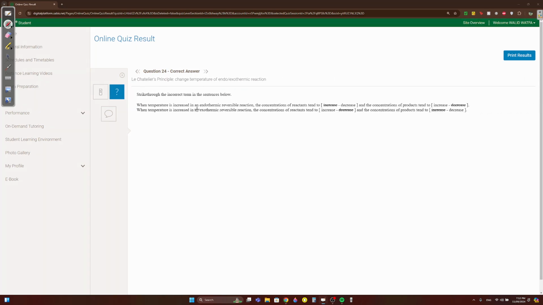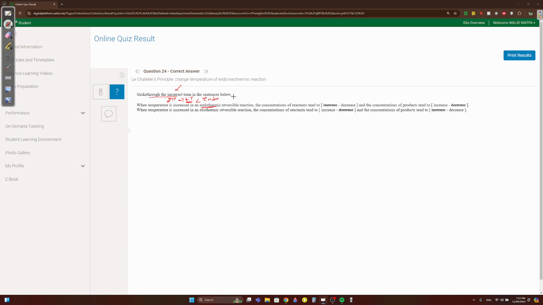Question 24. When temperature is increased in an endothermic reversible reaction, they said strike through the incorrect term. This is silly, they're just saying select the opposite option, the wrong option. When temperature is increased in an endothermic reaction, to counteract that, the system has to decrease the temperature, right? To decrease temperature, we want endo, right?